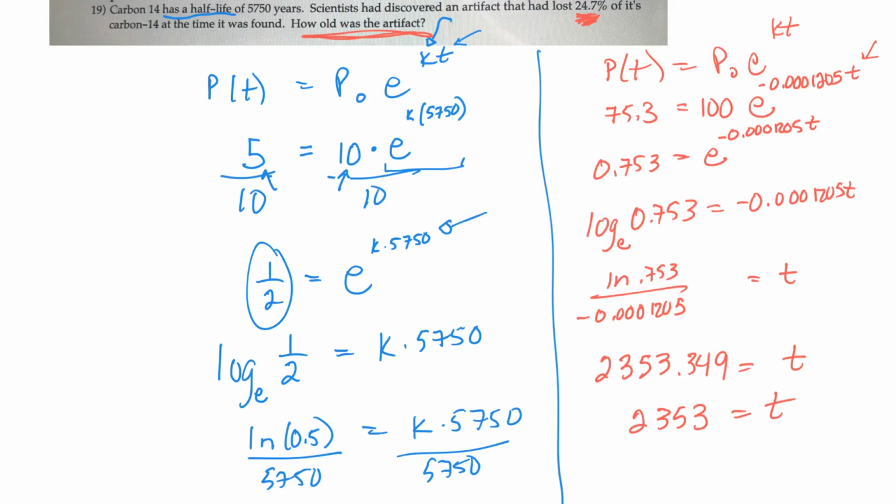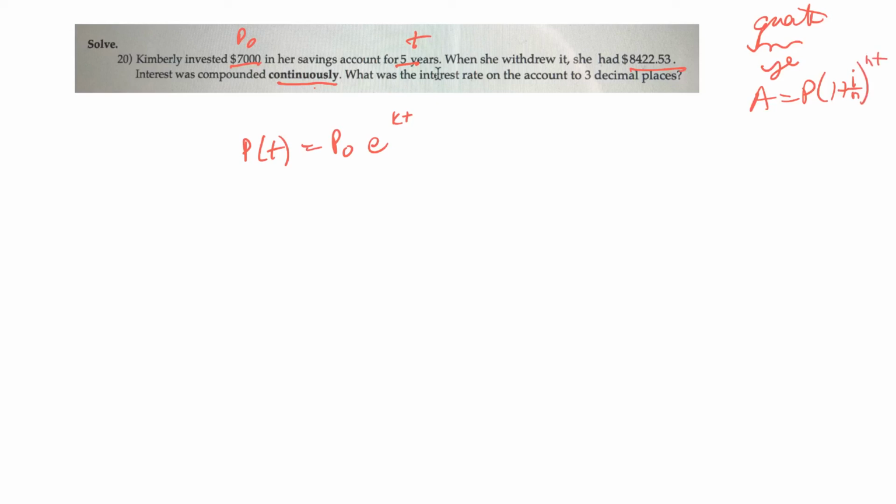Okay, last question, another worded one. Let's hope this one's easier. Kimberly invests $7,000 in her savings account for 5 years, this would be P0, and this would be t. When she withdrew it, she had that much. Interest was compounded continuously. So if it's continuously, I get to use e to the kt. If it was compounded quarterly or monthly or yearly, then I'd have to use that other formula. But I get to use this one because it says continuously.